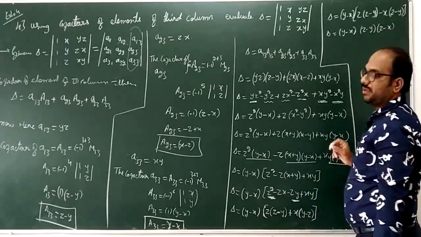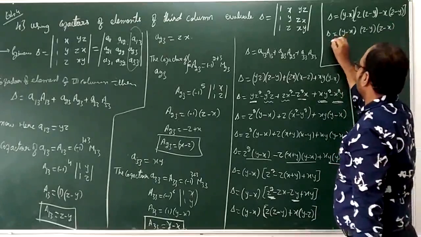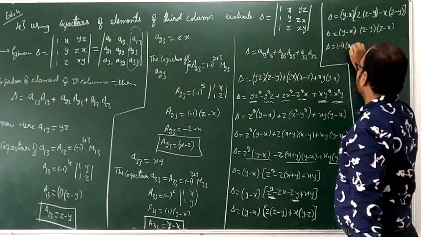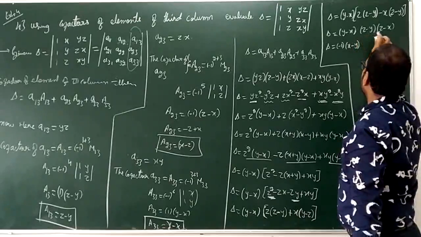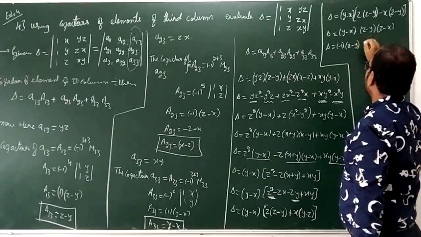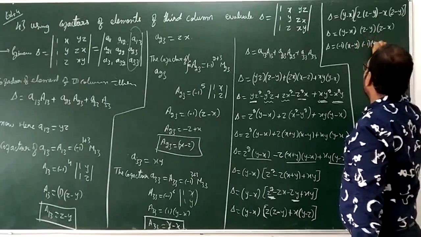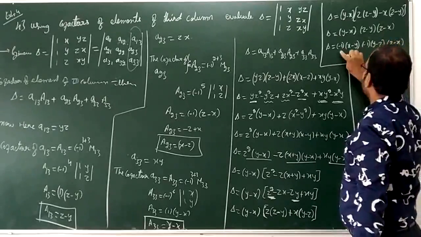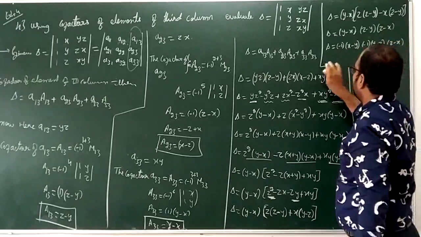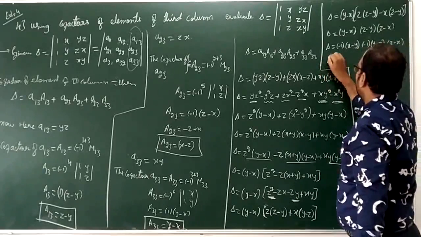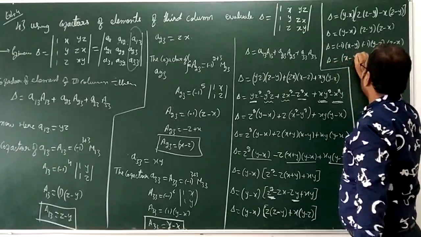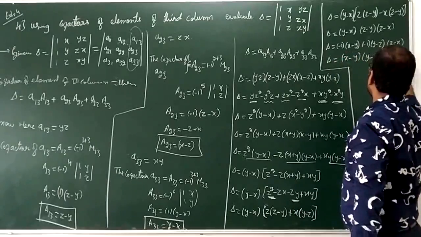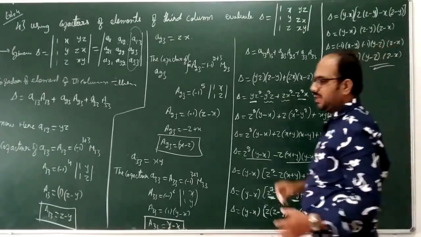We must write this in standard format. In standard format, delta is equal to, taking minus one common here, x minus y. Here also, taking minus one common, we get y minus z. The remaining is z minus x. Then minus 1 into minus 1 is plus 1. Then finally we will get delta is equal to x minus y into y minus z into z minus x. This is the required solution.